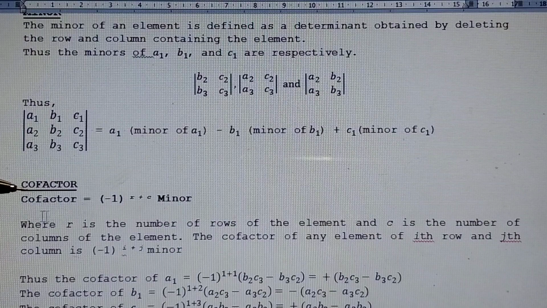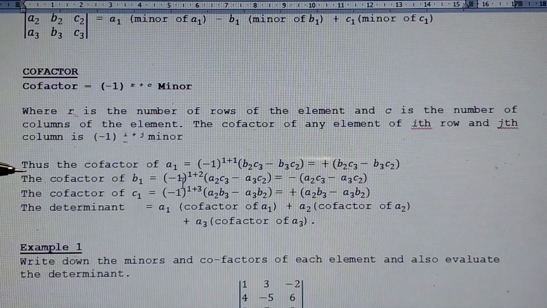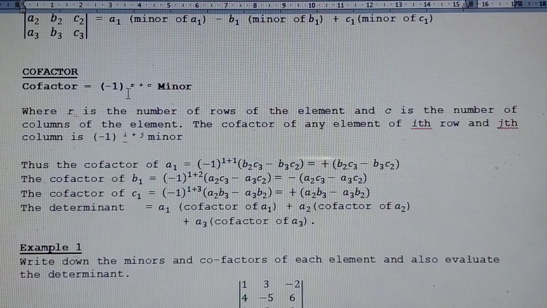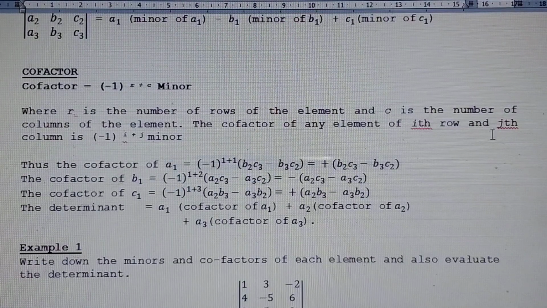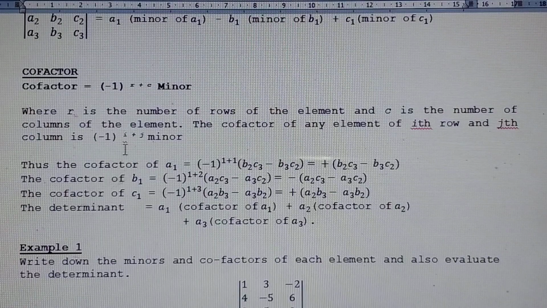So, by cofactor, ito yung formula niya. Negative 1 raised to R plus C, multiply by minor, where R is the number of rows of the element and C is the number of columns of the element. The cofactor of any element of ith row and jth column is negative 1 raised to i plus j, multiply by minor.